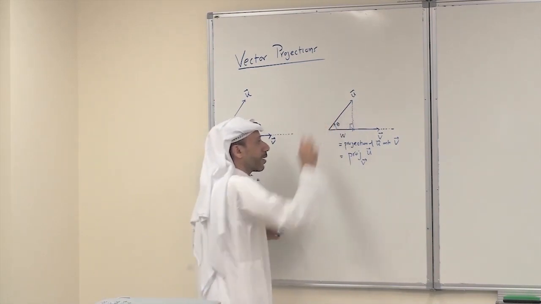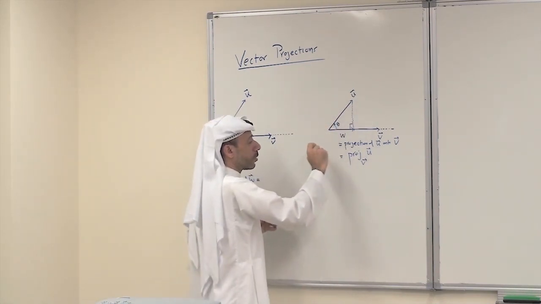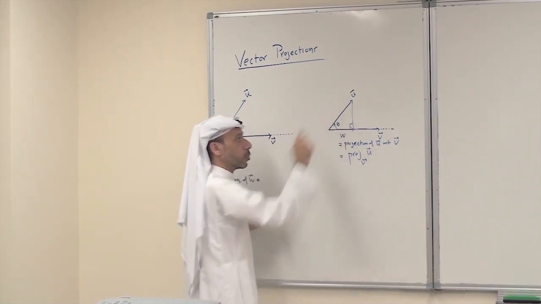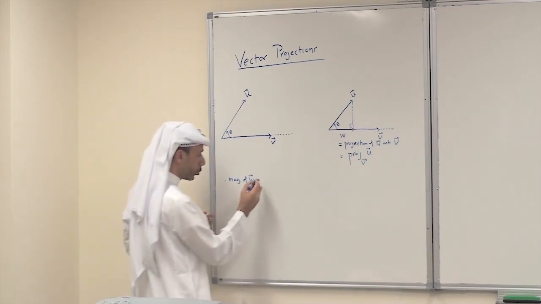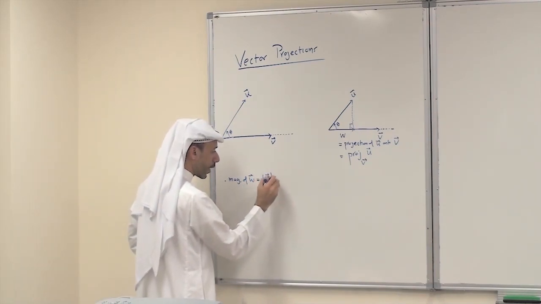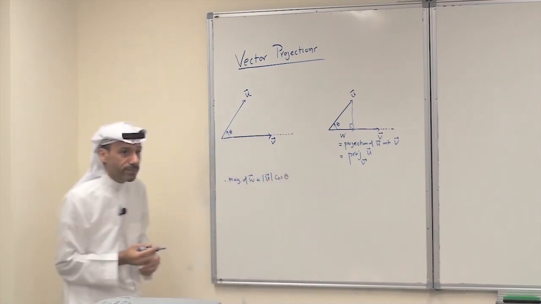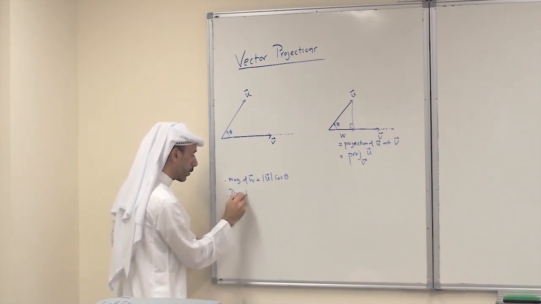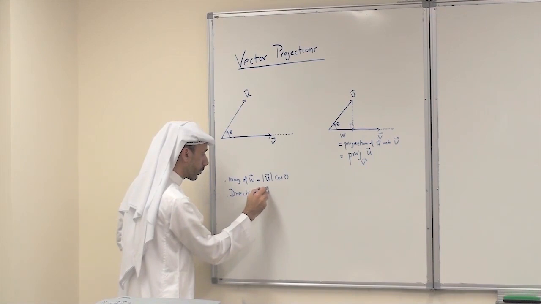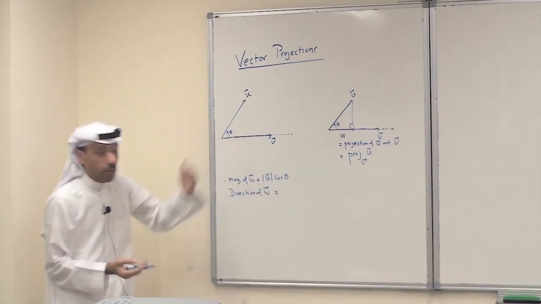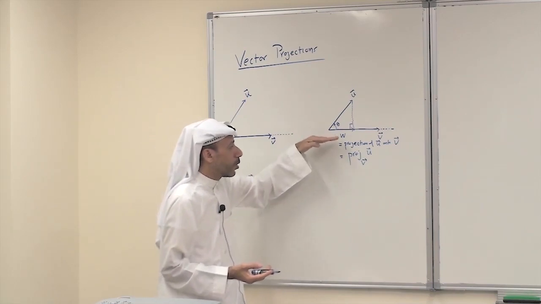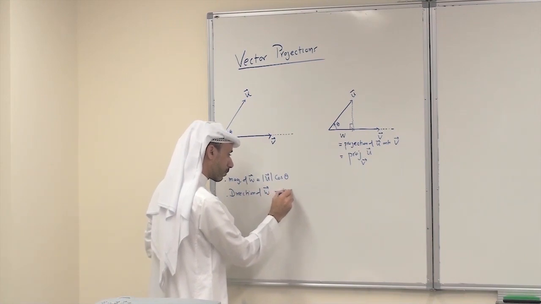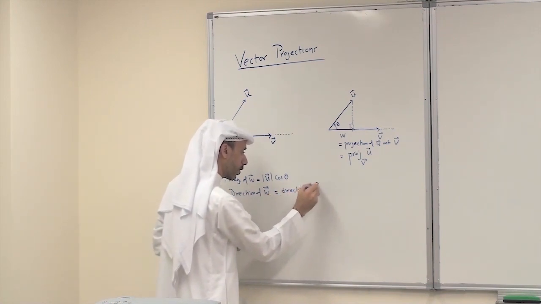Using this right angle triangle, we notice that if you find cosine theta, it is the magnitude of w over the magnitude of u. So the magnitude of w equals the magnitude of u times cosine theta. Also, what is the direction of w? According to this picture, the direction of w is the same as the direction of v.